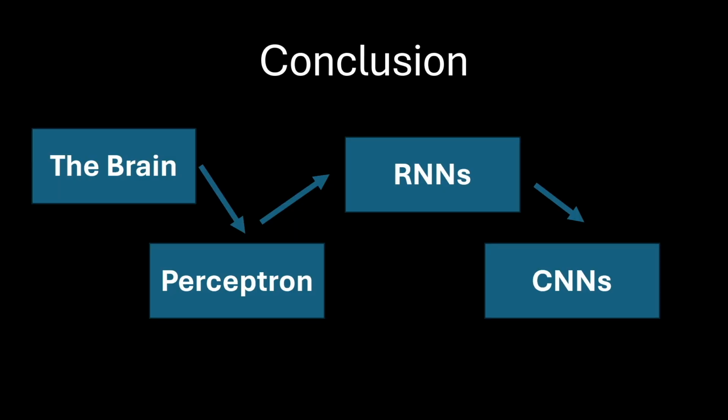So to conclude, today we saw, with inspiration from the brain, the perceptron was created, and then how combining perceptrons gives us these more powerful neural networks, and then we explored how you can also use RNNs to solve memory problems, and then CNNs to solve image problems. And each of these steps gets us closer to building AI that can fully understand the world.